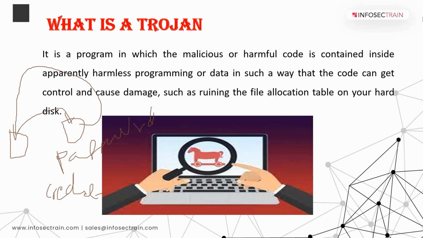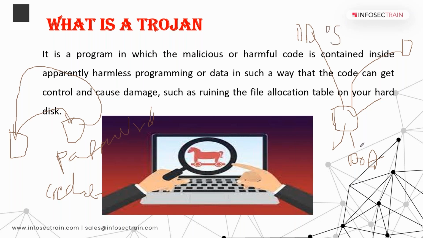It will also use the victim PC as a botnet to perform DDoS attacks. Let's say my system got infected with the Trojan, so it gives backdoor access to the attacker. The attacker will then use this system as a bot. A compromised machine we call a bot. We use these bots to perform DDoS attacks. A bot is nothing but a compromised machine.